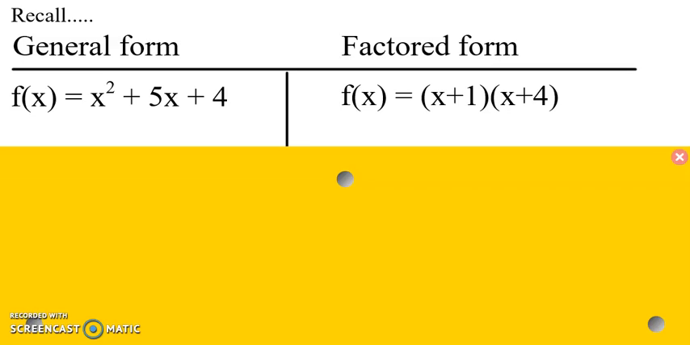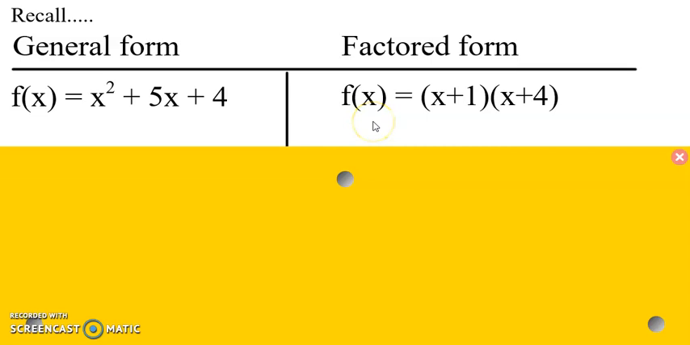In this video, we're going to look at how we can identify the x and y intercepts from a polynomial equation. So we're going to do a little bit of review first. Recall that general form or standard form for a polynomial, specifically here a quadratic function, is something like f of x equals x squared plus 5x plus 4.